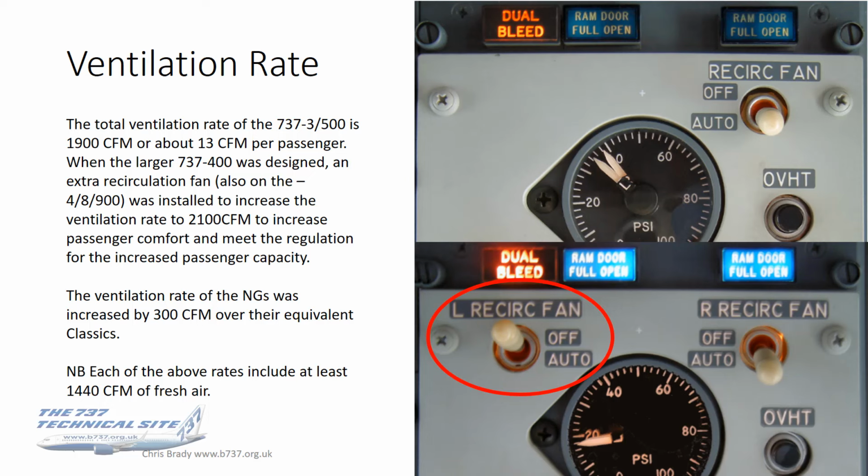The ventilation rate of the NGs was further increased by 300 cubic feet per minute over the equivalent classics, and all of the figures I've quoted above, the 1900 and the 2100, all include at least 1440 cubic feet per minute of fresh air as required by the regulation.